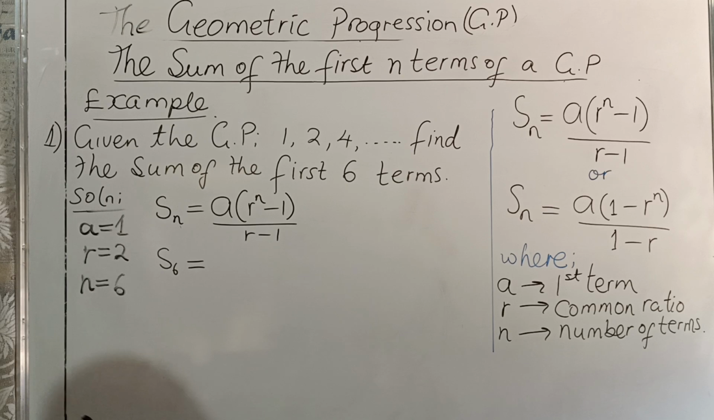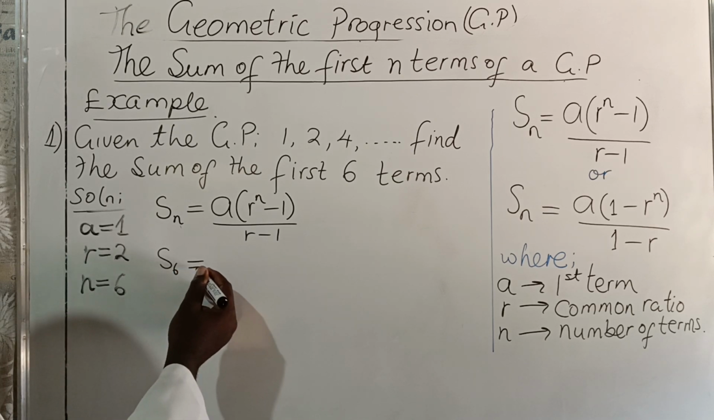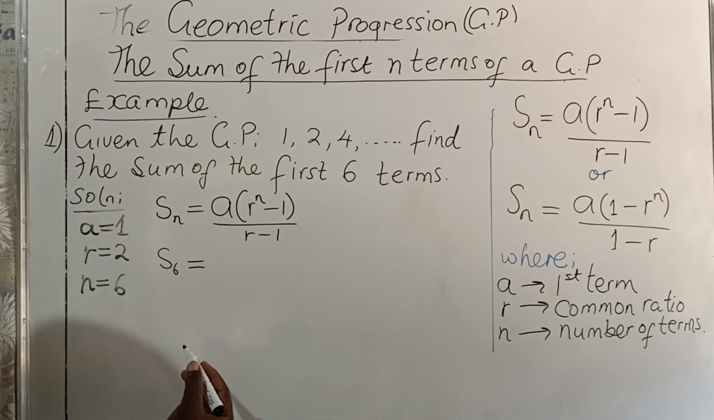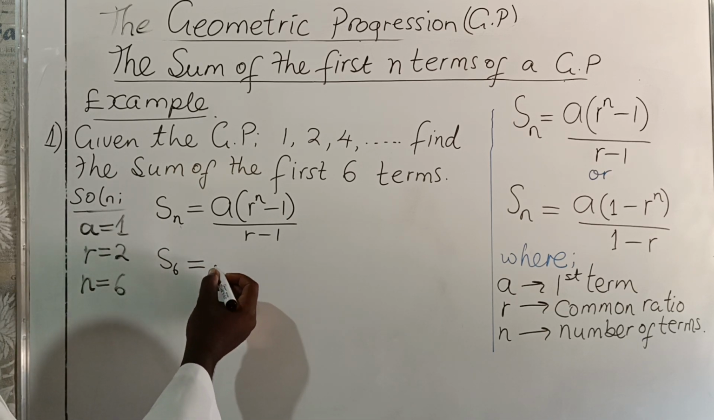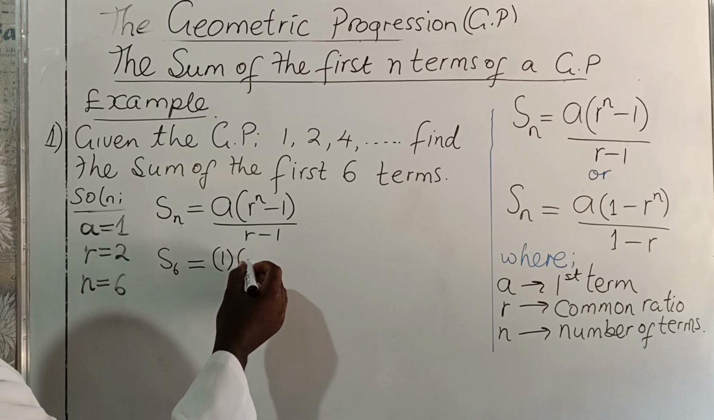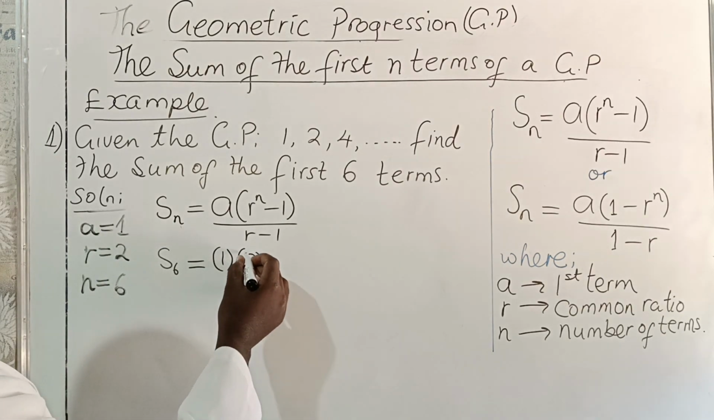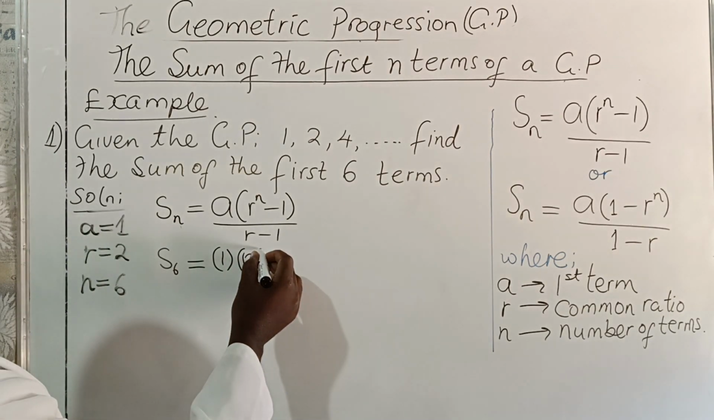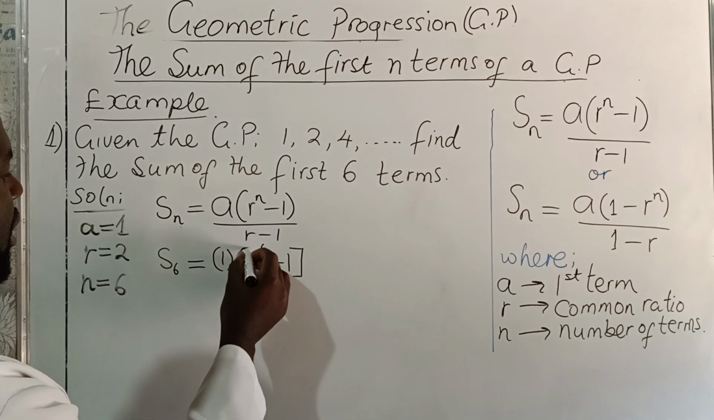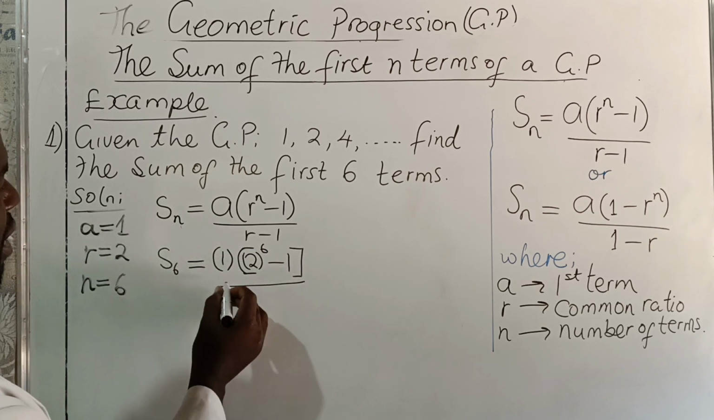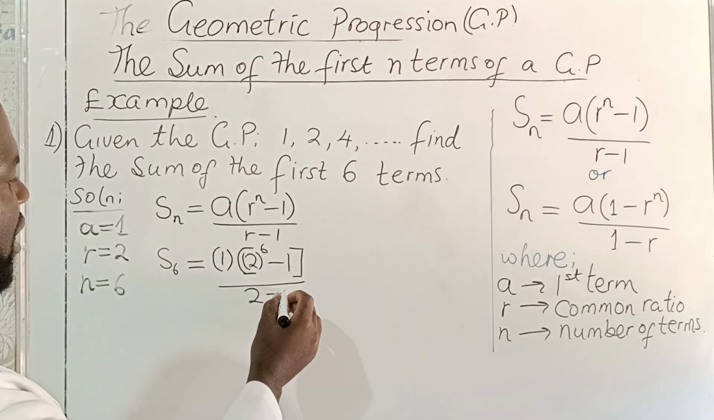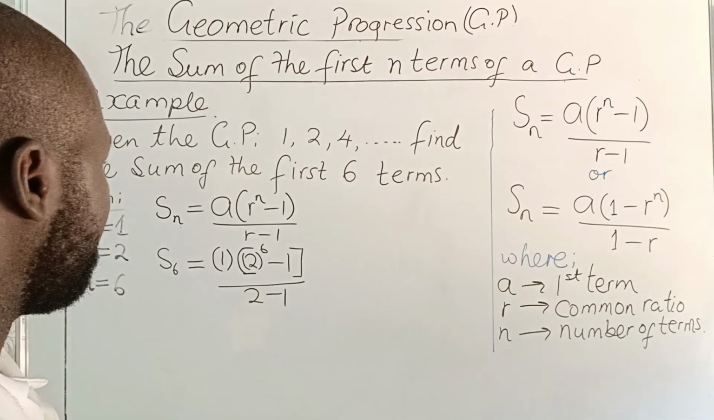Now, having gotten all this information, we need to substitute these quantities in our formula. So we shall say sum of the first 6 terms. You can see where we have N, we have put 6, so we are already substituting. Sum of the first 6 terms is equal to A(R^(6 - 1)) and this is what we are having, all over R - 1.